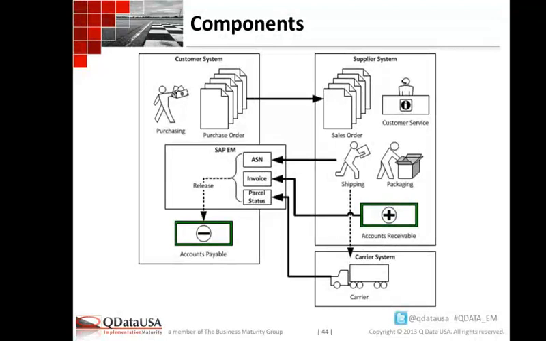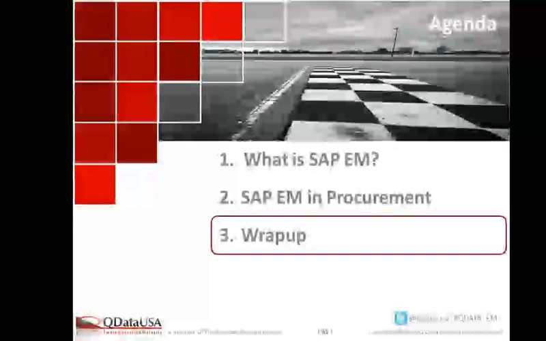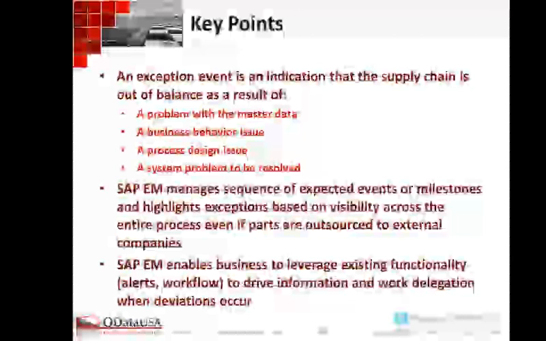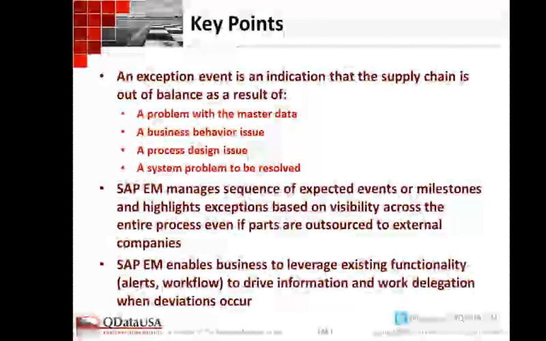So now I have my ASN, which tells me what my tracking number is. I've got my parcel status to say that the carrier has picked it up, so I've acknowledged receipt of the product to my carrier, and I've got my invoice matching my PO. If all three of those match, I can release that into the system for accounts payable to address and pay. Okay, so let's go through some key points that I want to talk about before we finish up.